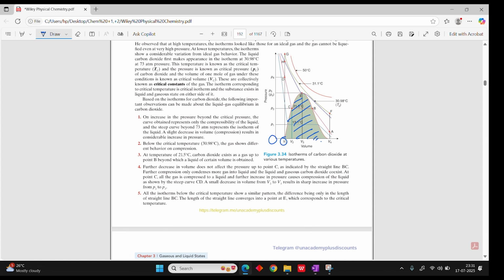This book is Ville. If you want to go through this book, you can go through this book.